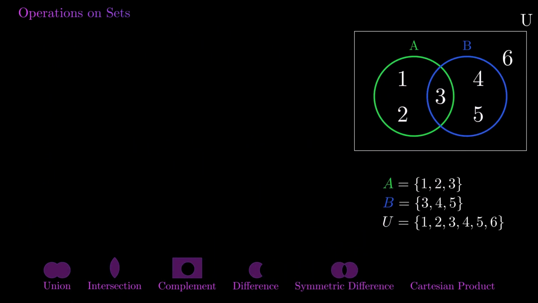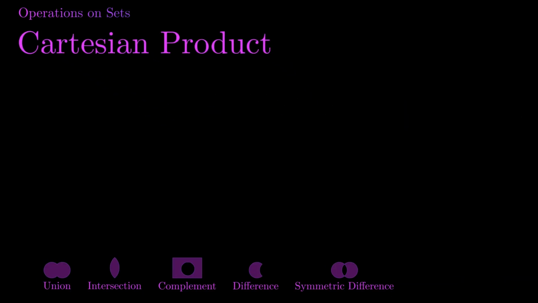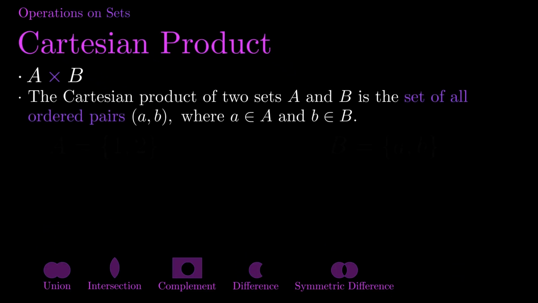And last, the Cartesian product. This is written with a times symbol, and it is very different. It gives us a new set of ordered pairs. This operation is about finding all possible combinations between the two sets, where the order matters.